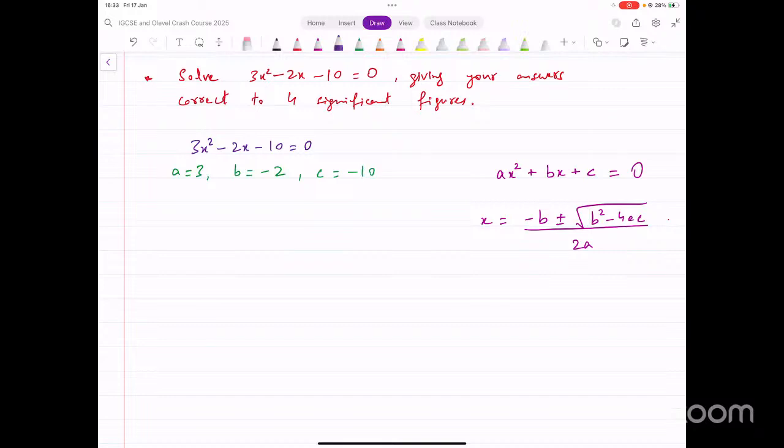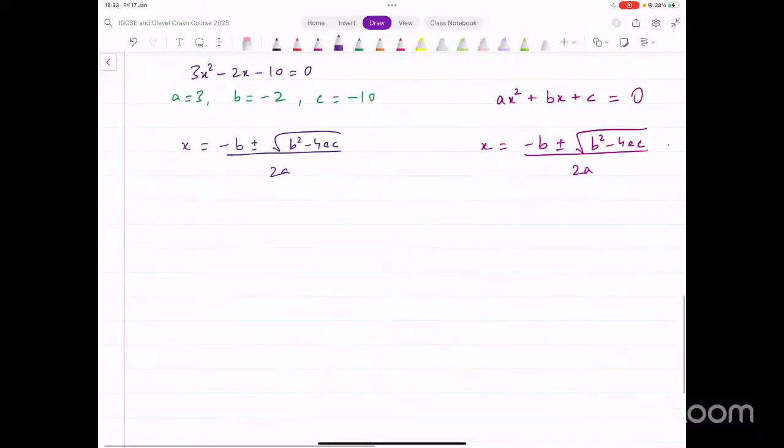Now, all we've got to do is input values in this quadratic formula: minus b plus minus square root of b squared minus 4ac divided by 2 times a. Now, it's not necessary to write down the formula, but it is necessary to input values in this formula. It should be in your working how you're inputting values in the formula. Okay, so you have to show that step in which you're inputting values in the formula.